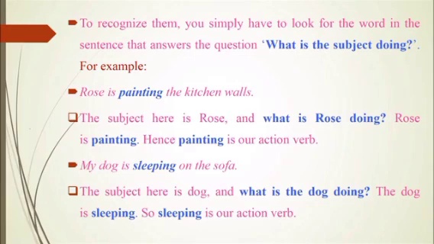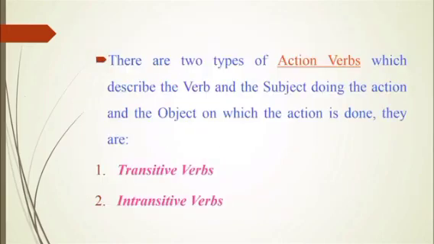The next example sentence is, my dog is sleeping on the sofa. The subject here is dog. And what is the dog doing? The dog is sleeping. So, sleeping is our action verb. There are two types of action verbs which describe the verb and the subject doing the action and the object on which the action is done. They are transitive verbs and intransitive verbs.